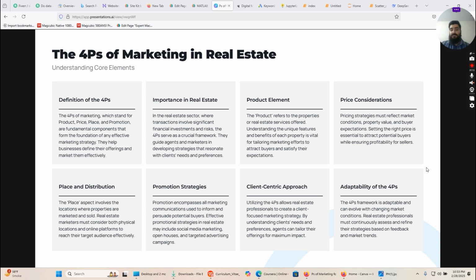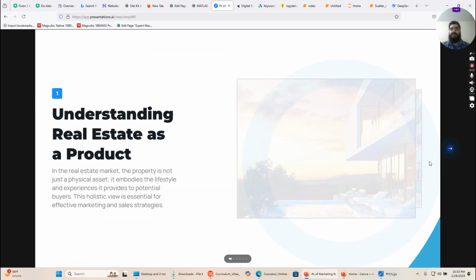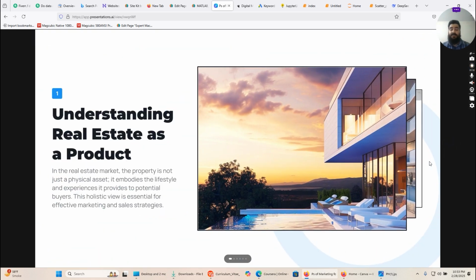So we are going to look at the 4 P's of marketing step by step in the context of real estate. The first P of the 4 P's of marketing is product. So what is a product in real estate? You have to understand real estate as a product first. In real estate marketing, the property is not just a physical asset. It embodies the lifestyle and experience it provides to the potential buyer.